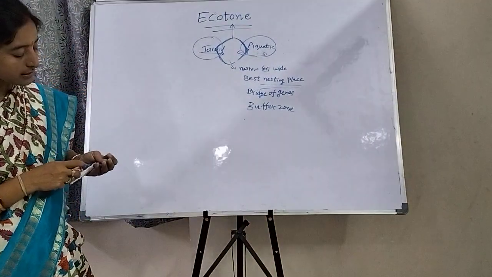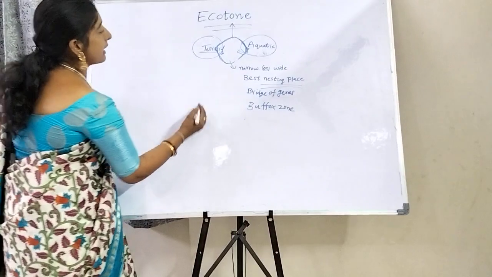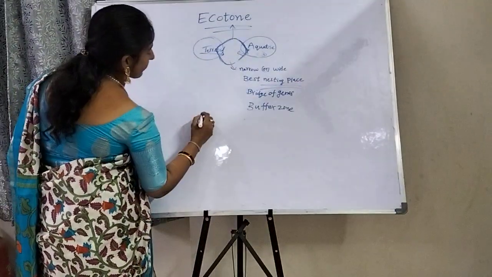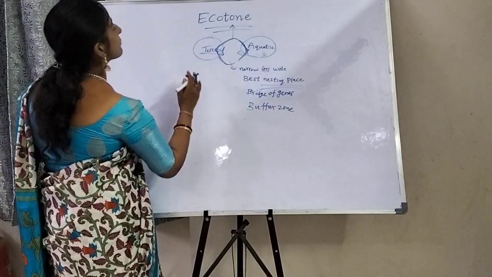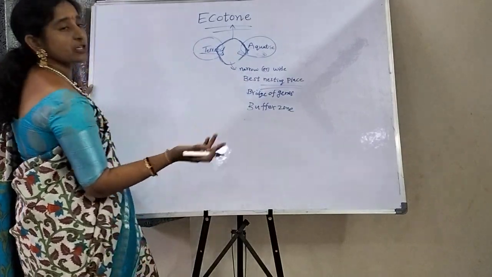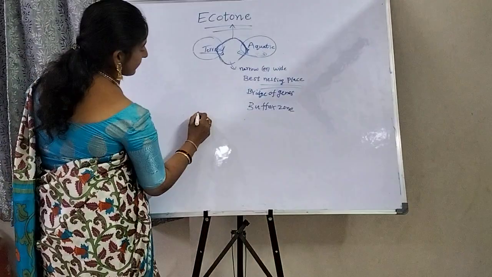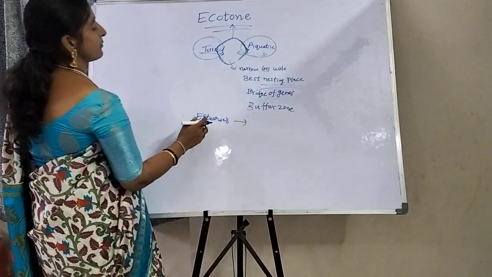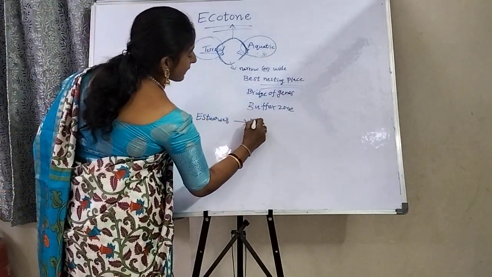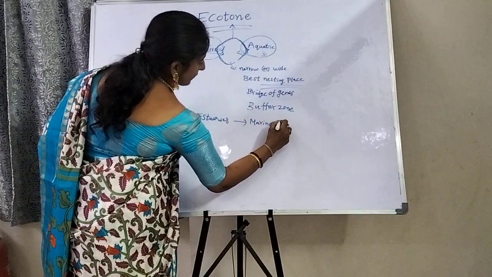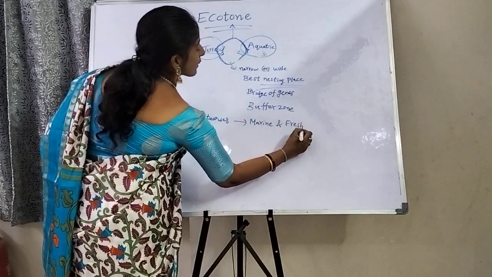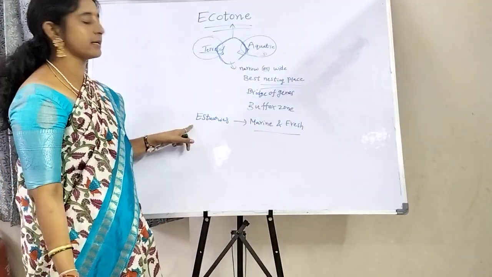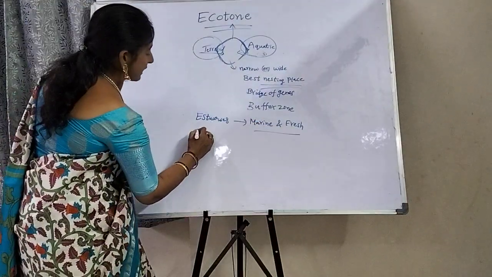Another one is between terrestrial and aquatic, where there is a marine ecosystem and a freshwater ecosystem. That area is known as the estuary. Then marshlands.